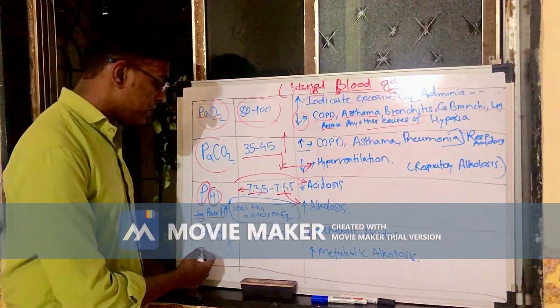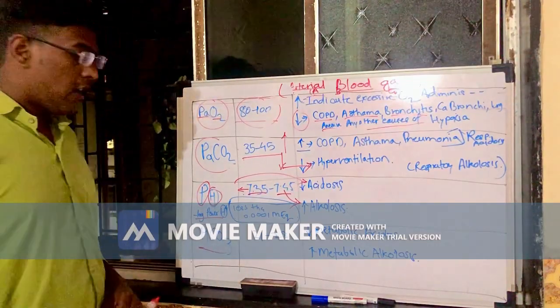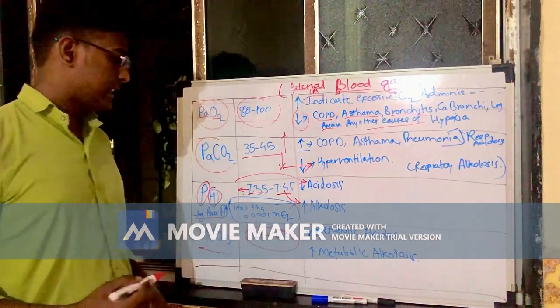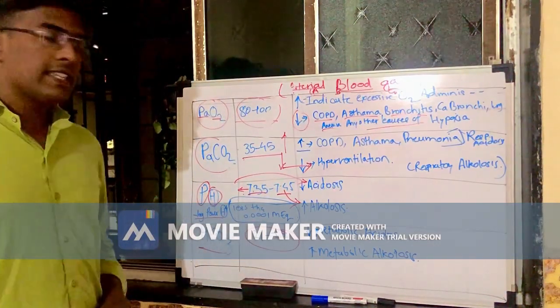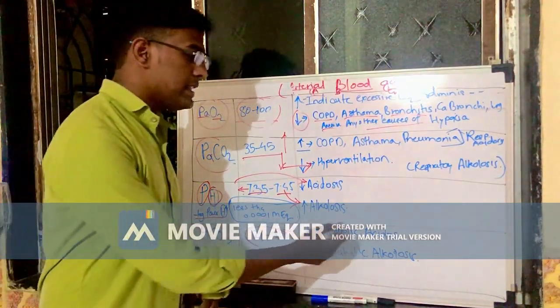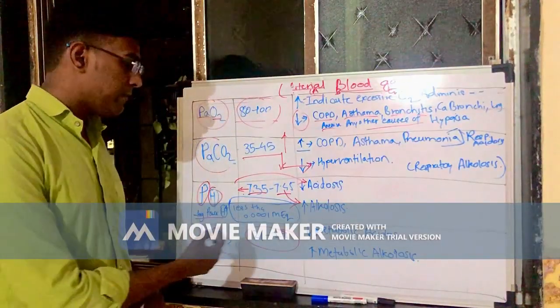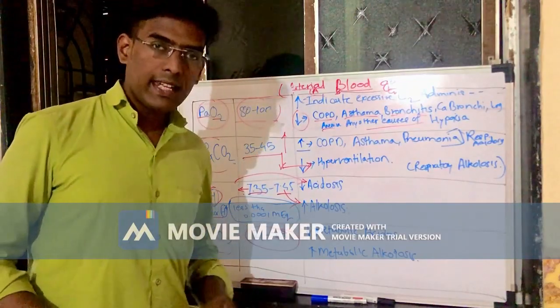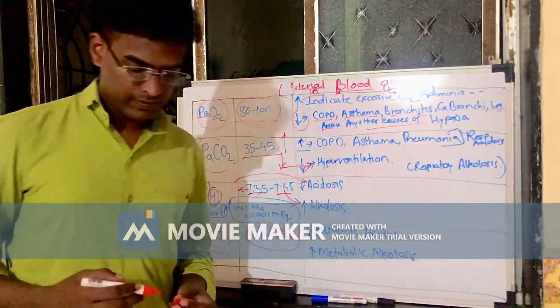And the next component is SCO3. So now what is the normal value of SCO3? 21 to 28. So if it is decreasing, what does it mean? It means metabolic acidosis is there, and if it is increasing, what does it mean? Metabolic alkalosis is there. So we'll see that in a different chart.